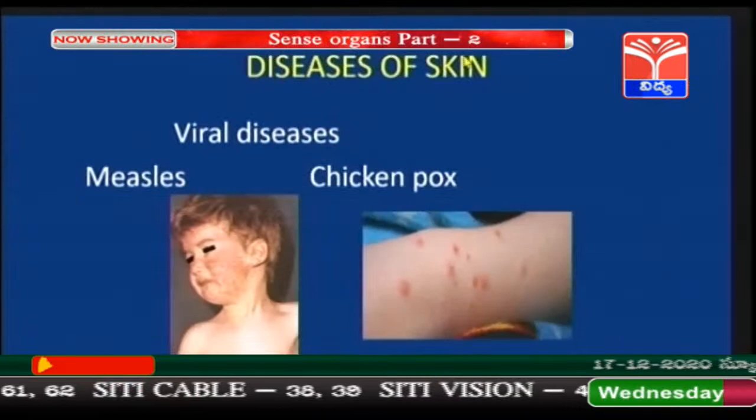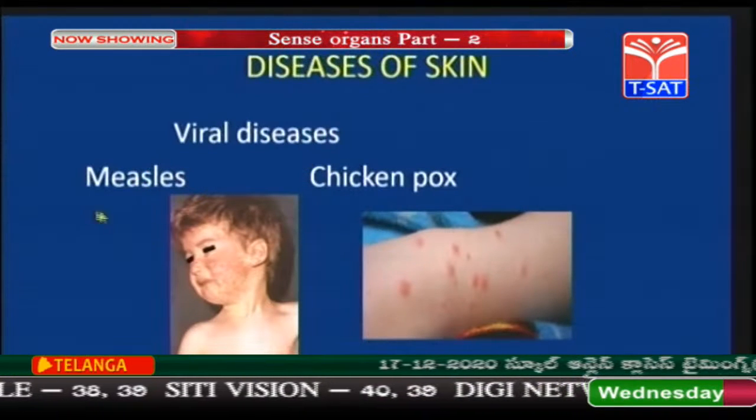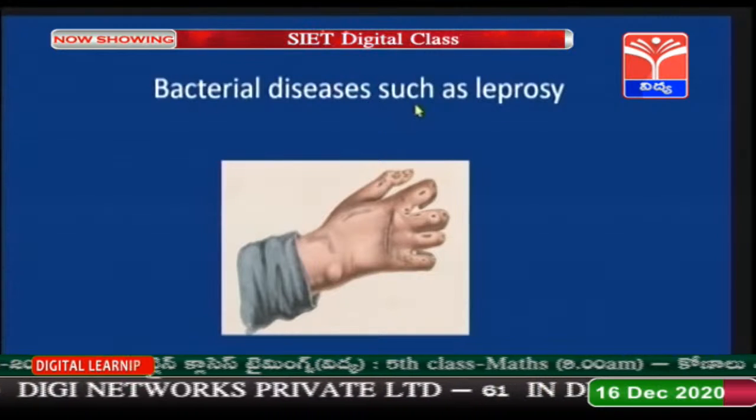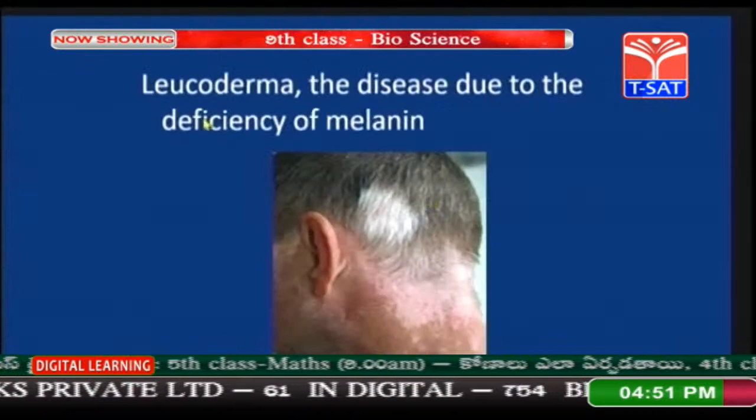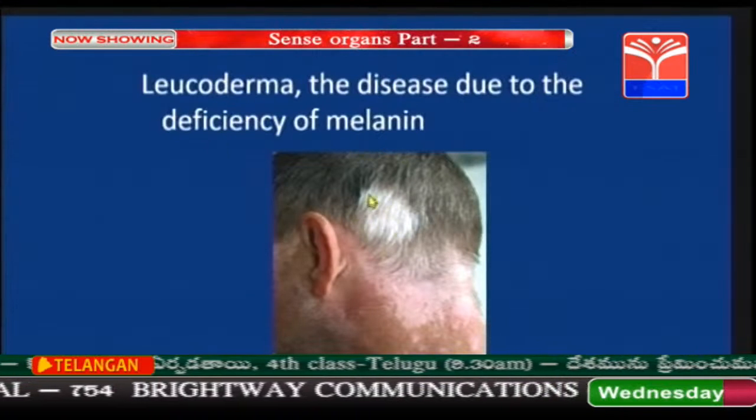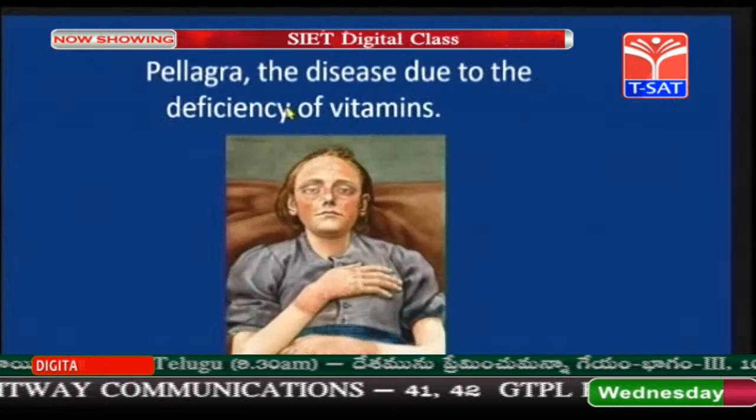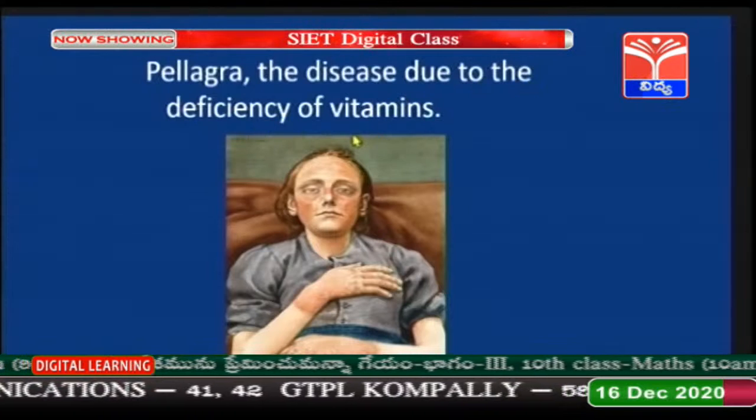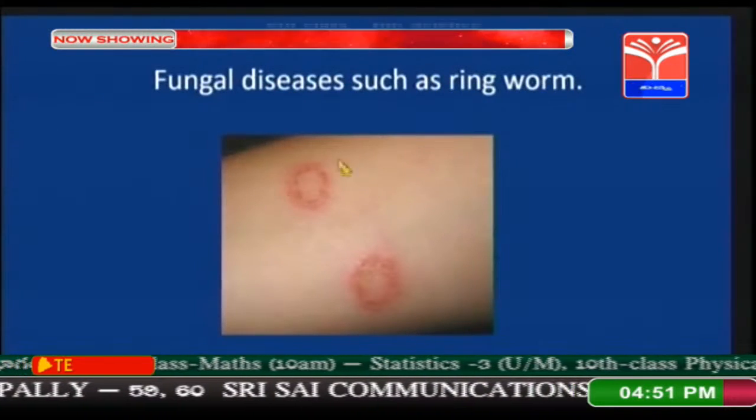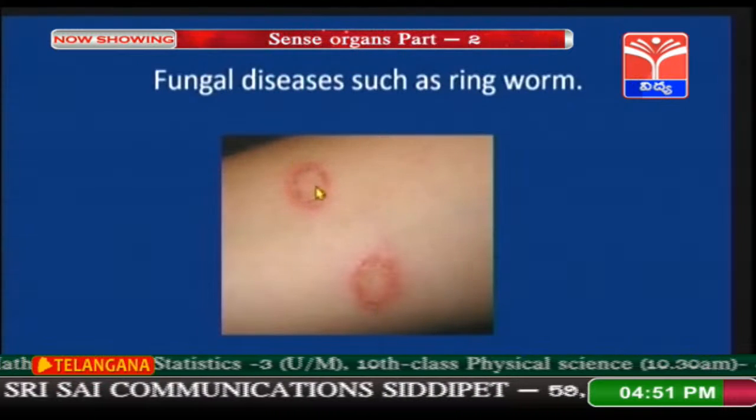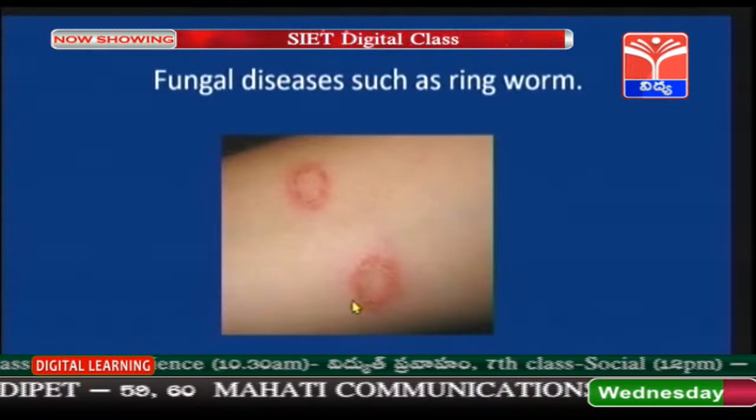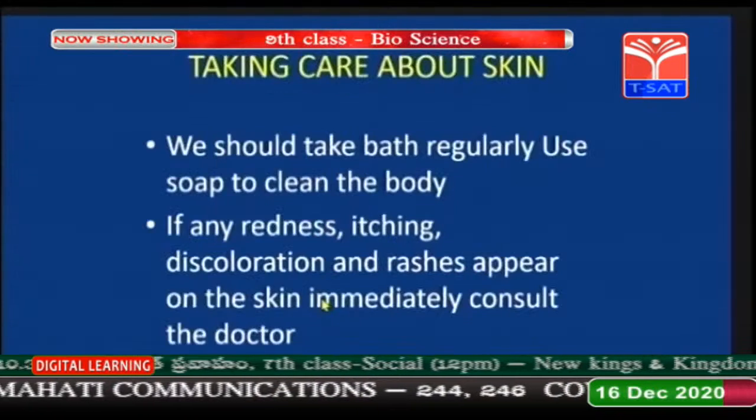So diseases of skin. Viral diseases, measles, chickenpox. Bacterial diseases such as leprosy. Leukoderma, the disease due to the deficiency of melanin. Pellagra, the disease due to the deficiency of vitamins. Fungal disease such as ringworm. It is very infective, children, and it gets spread from one person to other, so we have to be very careful, specifically with fungal and bacterial diseases.